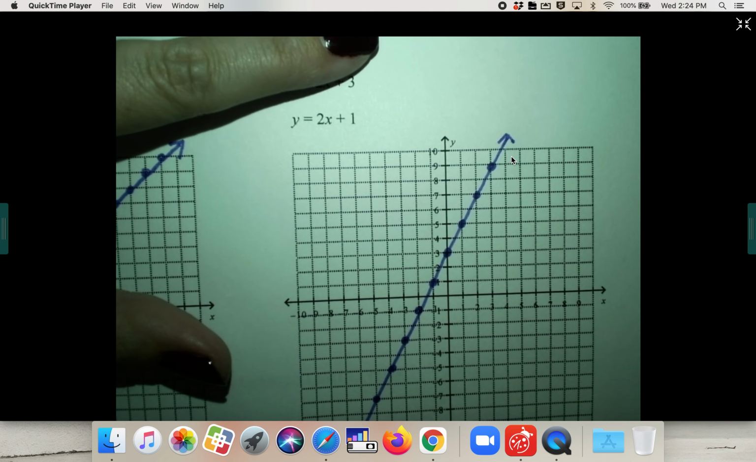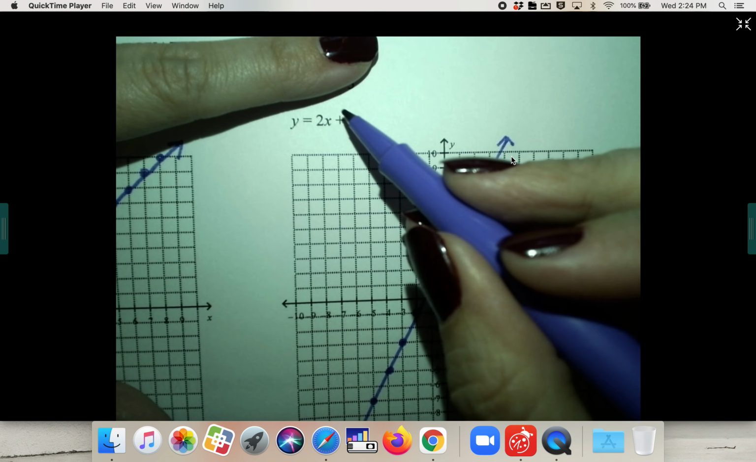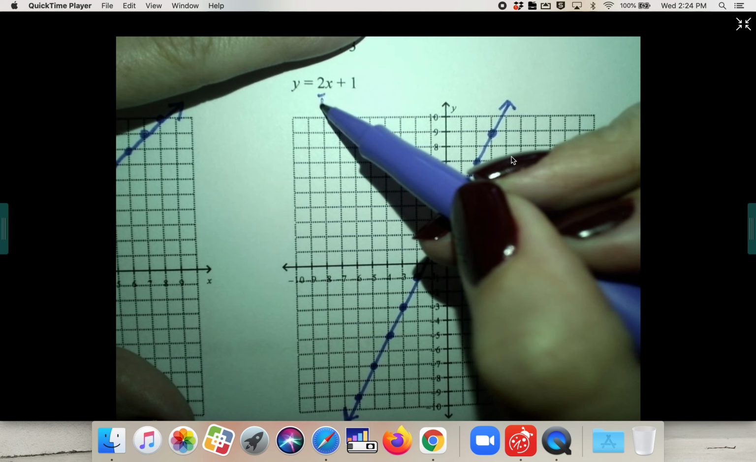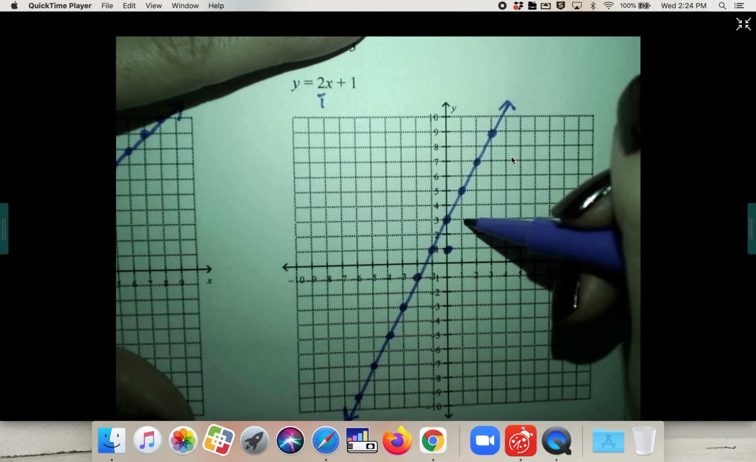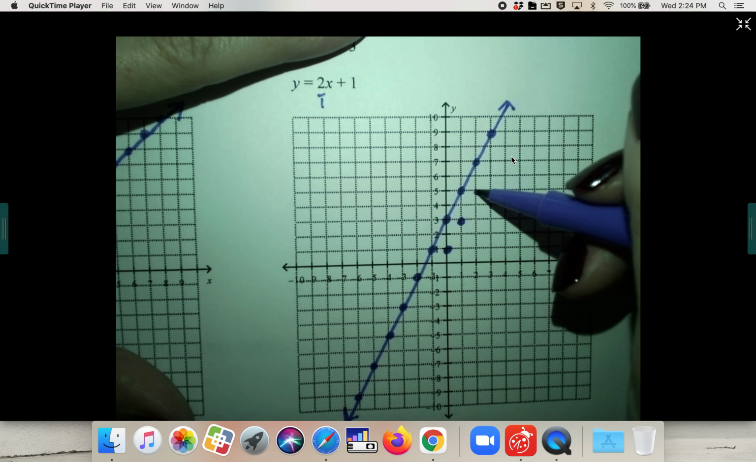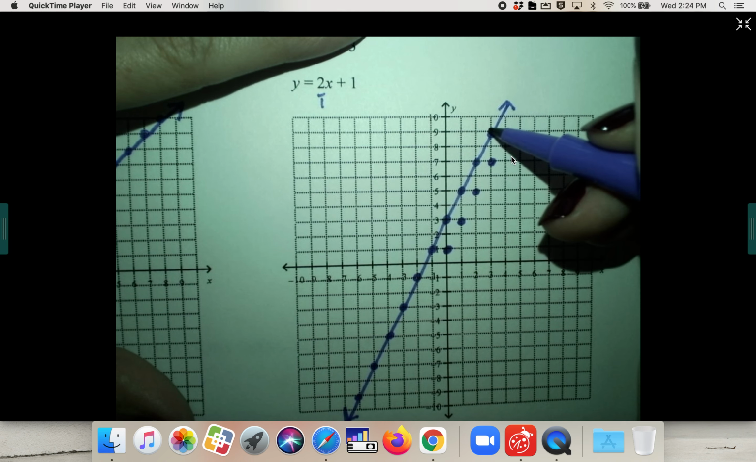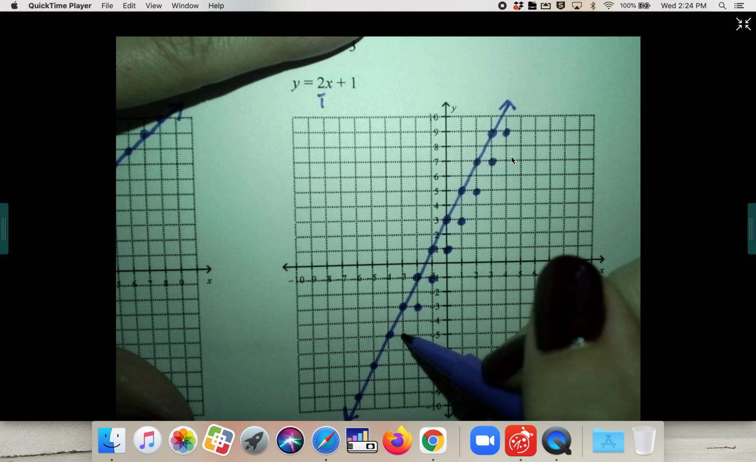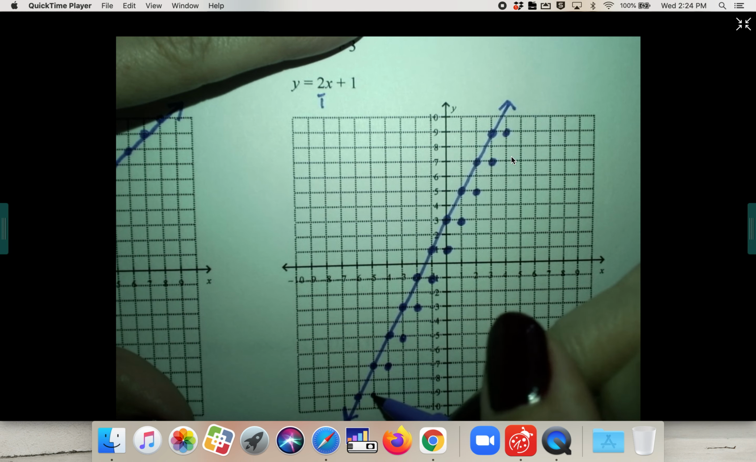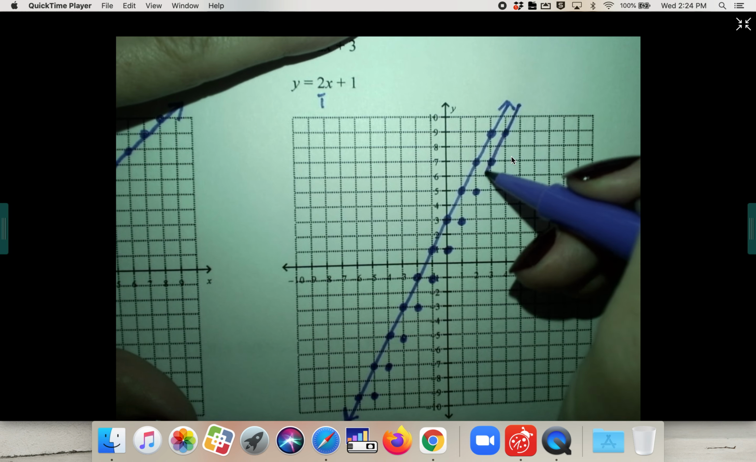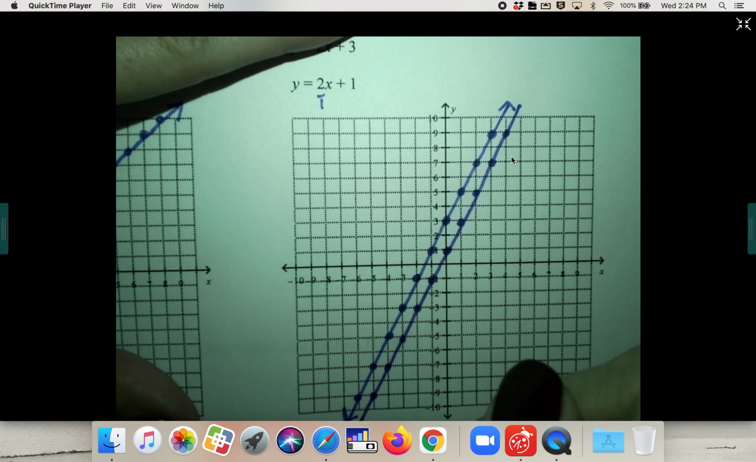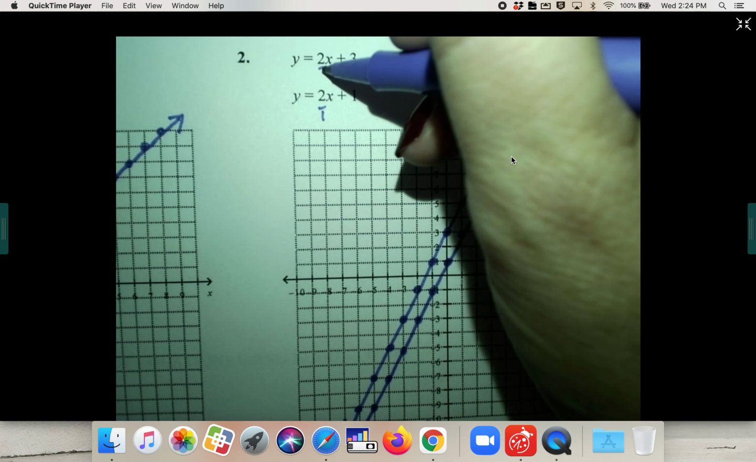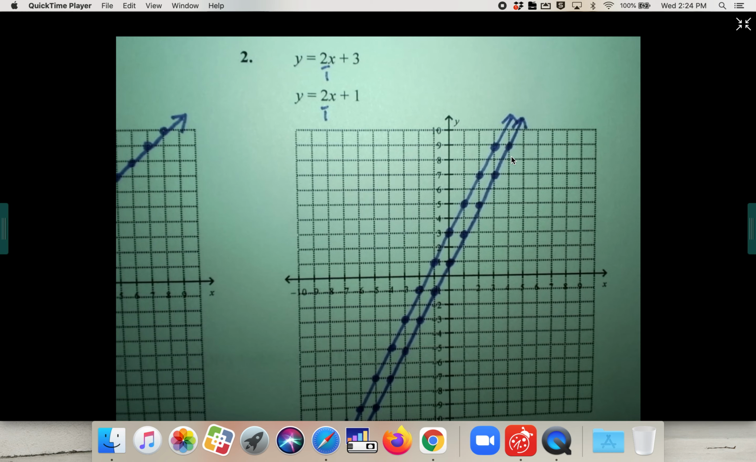Okay, and then now let's cover up the top equation and look at just the bottom one. My y-intercept is 1. And my slope is 2 over 1, so up 2 over 1, up 2 over 1, huh? So what you should see is that these two lines are parallel. They never intersect, which actually you should have known just by looking at the equations, because they have the same slope. And same slopes means they don't intersect.